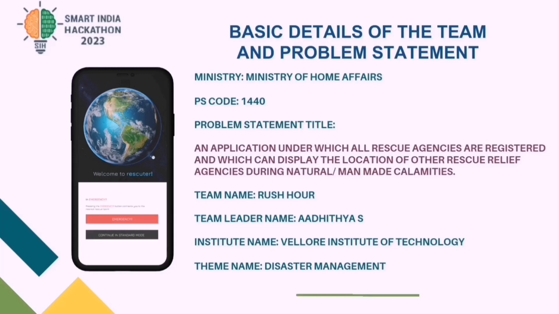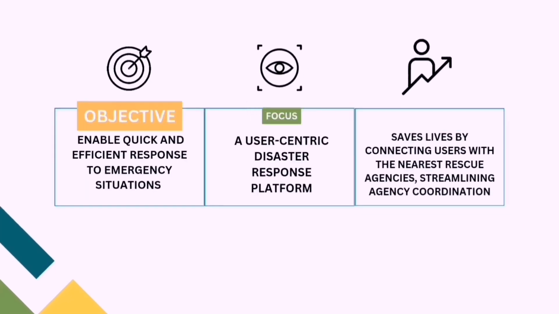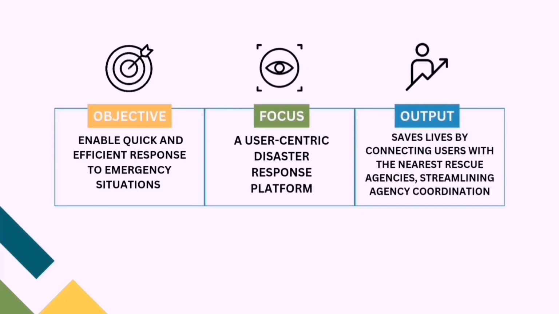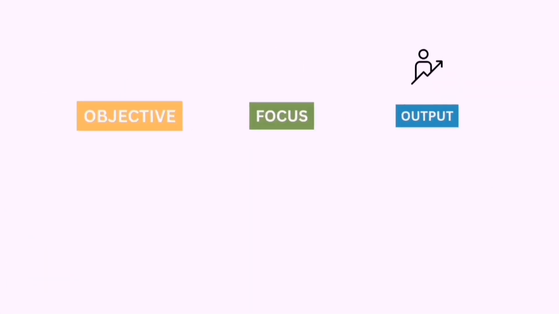Now, we will take you through our proposed solution model for the problem statement 1440 from the Ministry of Home Affairs under the theme Disaster Management. Our problem statement is an application under which all rescue agencies are registered and which can display the location of other rescue relief agencies during a natural or a man-made calamity. The primary focus of the app is the development of a user-centric disaster response platform that through streamlined agency coordination aims to save lives by enabling quick and efficient responses to emergency situations.